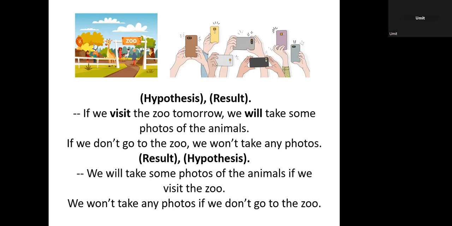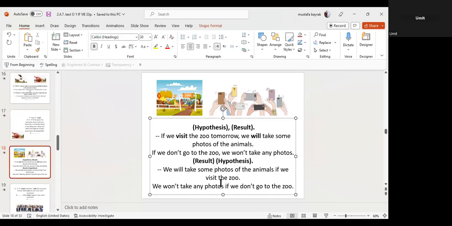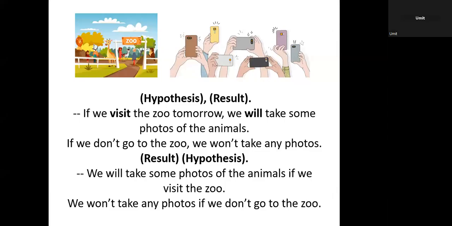The result may come at the beginning. We may use the sentence about the result in the first place, like this: We will take some photos of the animals if we visit the zoo. Here we need a comma when the condition comes first, but here we don't need this comma. We express the result first: we will take some photos of the animals. The hypothesis part is if we visit the zoo. We don't need a comma here. Yes, we won't take any photos if we don't go to the zoo.